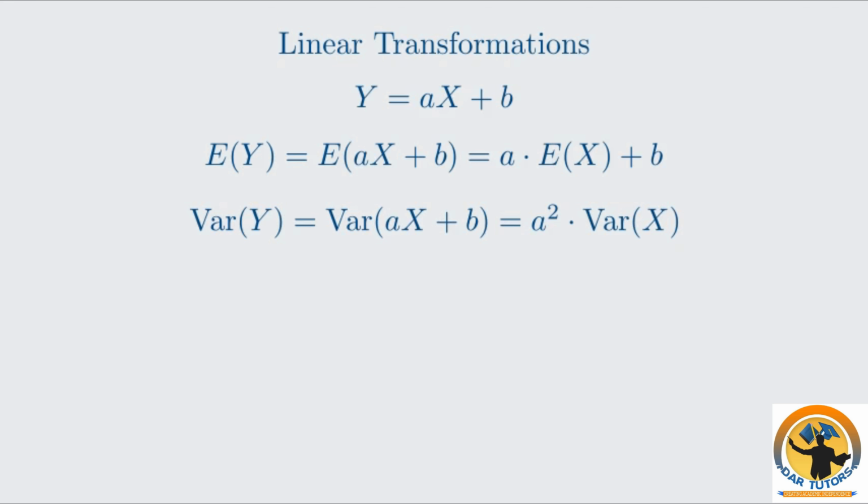Think of it this way. If every data point shifts by 5 units, the spread between them remains the same. The multiplication by a, however, does affect the spread, and because variance measures squared deviations, it multiplies by a squared. This rule applies to any discrete random variable, including binomial ones.